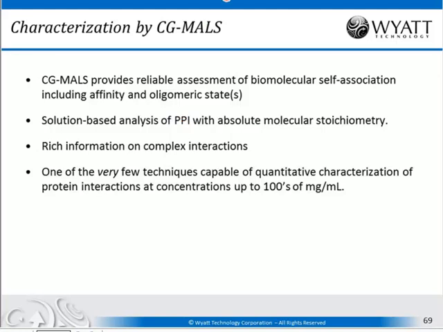So CG-MALS provides a reliable assessment of biomolecular self-association in solution without labeling, gives you affinity and the absolute oligomeric state, the absolute molecular stoichiometry of complexes, rich information on the complex interactions. And while I haven't discussed this, it is one of the very few techniques capable of analyzing interactions at very high concentrations, up to a couple hundred mg per mL of protein.